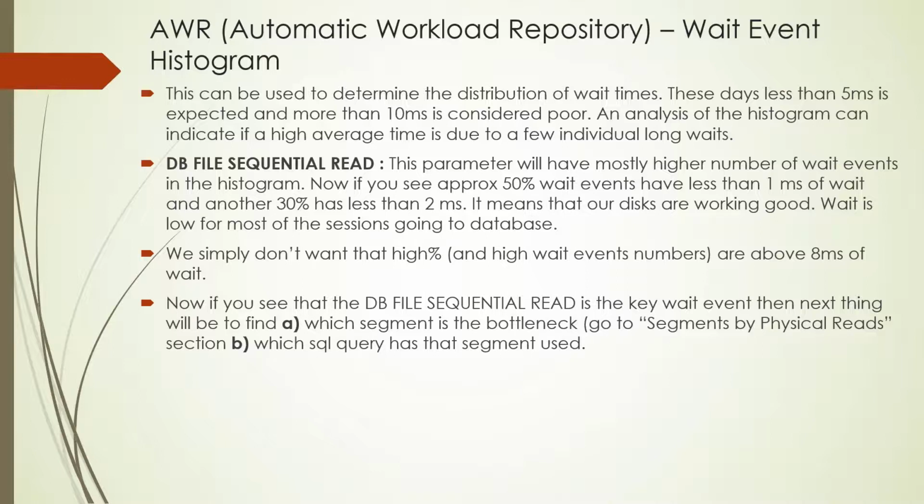Okay, so there is DB sequential read. It is always there, always listed in this wait histogram, and this event will mostly have a higher number of wait events in the histogram. Now, if you see approximately 50% of wait events have less than 1 millisecond of wait, and another 30% have less than 2 milliseconds, that means our disks are working well. So wait is low for most of the sessions logging to the database.